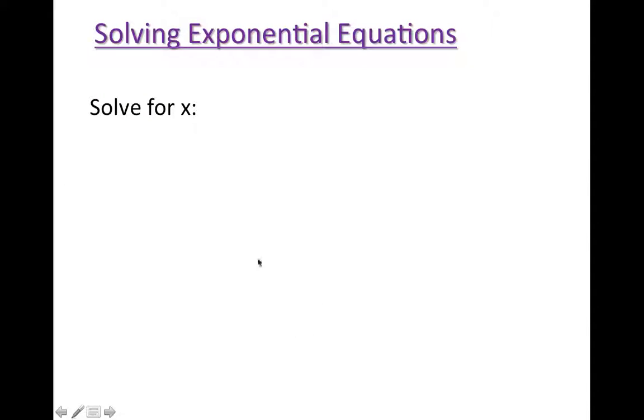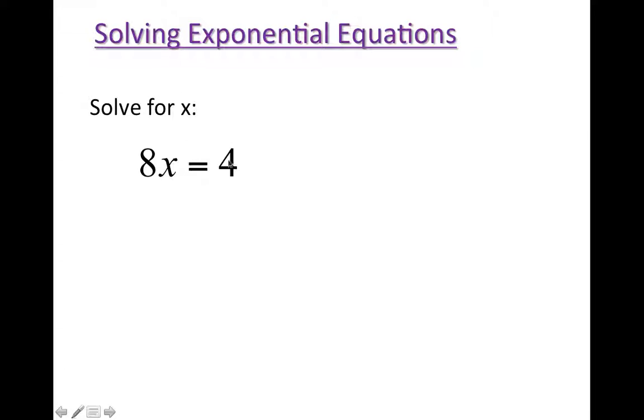So now, the topic is solving exponential equations. All of a sudden, everything until now has been an expression. There's been no equal sign. There's no final answer from it other than a simplified form. But now we have an equation, and we have to solve the equation. So that means we're going to get an answer for x.